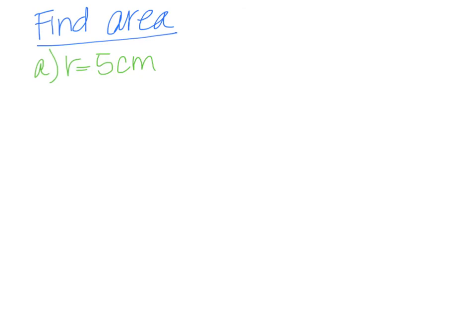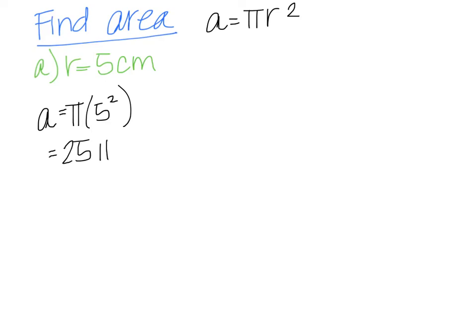Let's practice finding area. For this first problem, they're telling me that the radius equals 5 centimeters. So again, remember the formula for finding area is pi r squared. So in this case, we have our radius, so we can just plug in 5 for r. So pi times 5 squared. So what is 5 times 5? You should have come up with 25 pi.